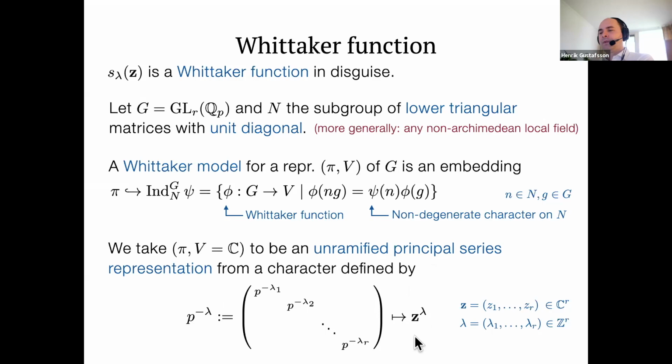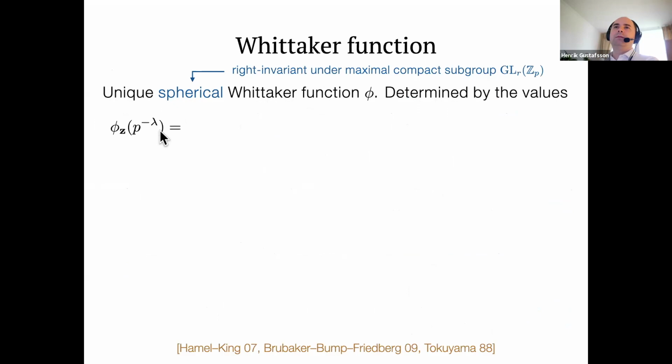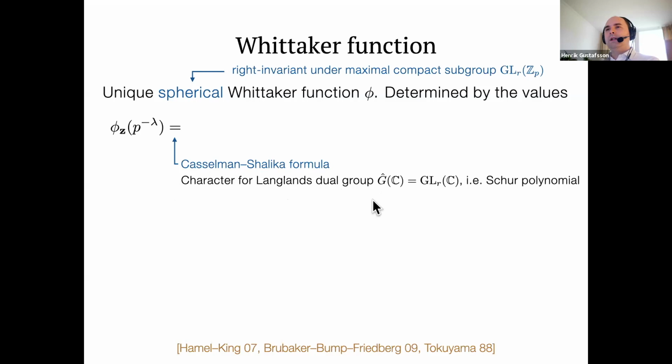So that's the setup. Now there is a unique spherical Whittaker function which is right invariant on the maximal compact, and this function is determined by its values on the torus, on the diagonal matrices. And by the Casselman-Shalika formula, it is equal to a character on the Langlands dual group GL_r(C), which we mentioned at the very beginning, a Schur polynomial. So it looks like this.